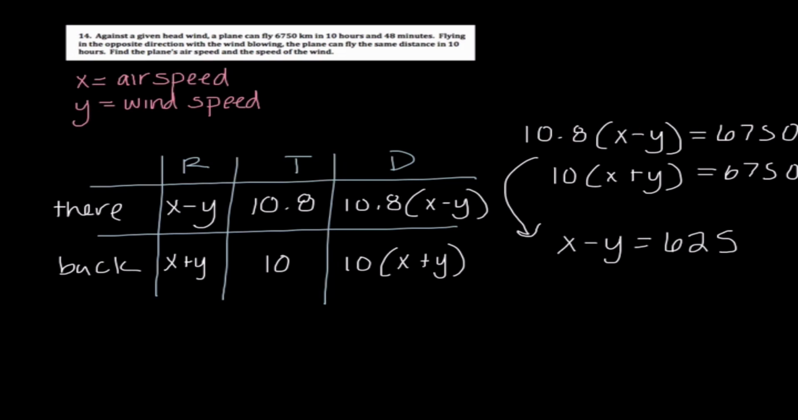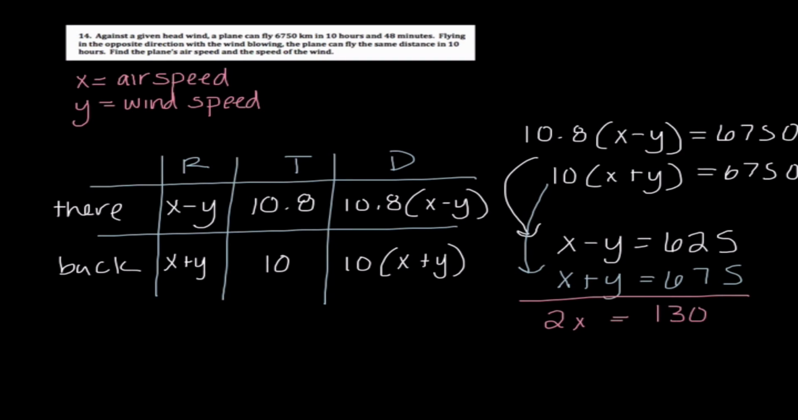Now, to make my life a little bit easier, I'm going to divide both of these by 10.8. And I get x minus y equals 625. When I divide everything in that second equation by 10, I get x plus y equals 675. I'm going to use linear combination here because my y's are already opposites. So I get 2x equals 1300. So x is 650. So I know right away the airspeed is 650 kilometers per hour.